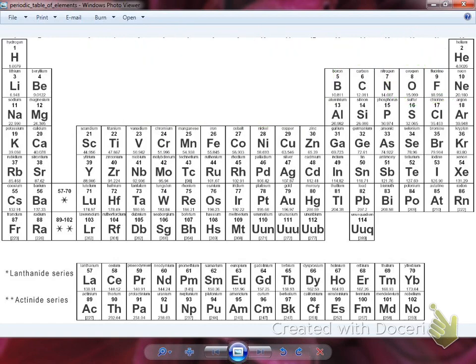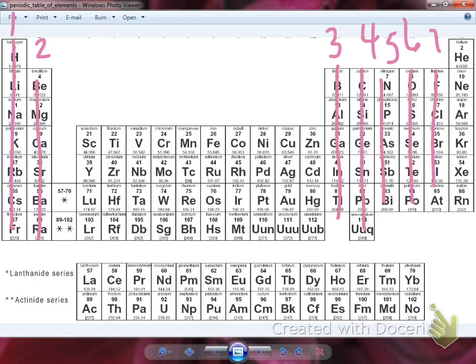So group 1, which runs right here, group 1 has 1 valence electron, right? Group 2 has how many valence electrons? 2. Group 3 has how many valence electrons? 3. Yep, and so on down our groups. So as we increase our group number, we increase the number of valence electrons that an element has available to bond.